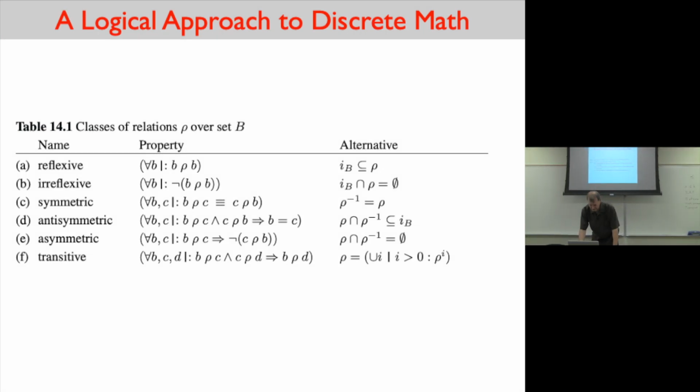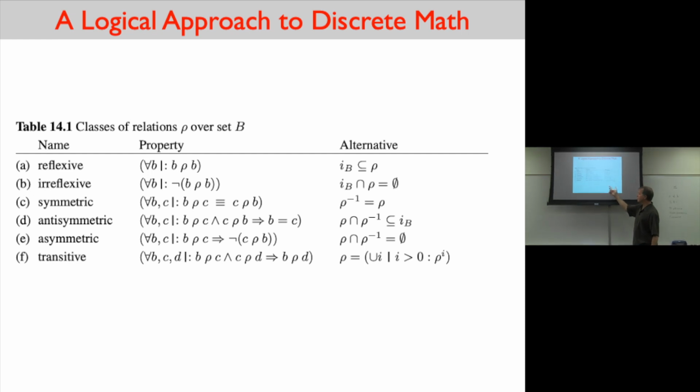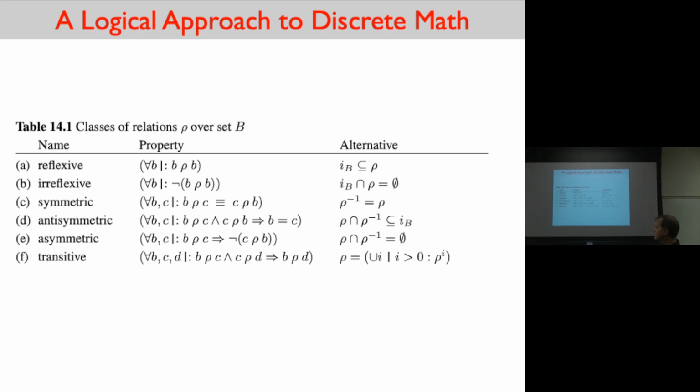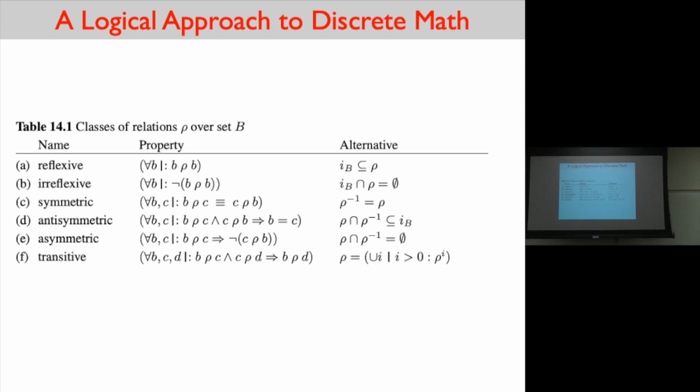We have to make sure that we get the difference between asymmetric and antisymmetric. This was that table, right? Remember the table? Here we go. So antisymmetric is for all B, C, B row C and C row B implies B equals C. And that's certainly true for less than or equal to, right? If B is less than or equal to C and C is less than or equal to B, that implies that B equals C. The only way they can be both less than or equal to and greater than or equal to is if they're equal.